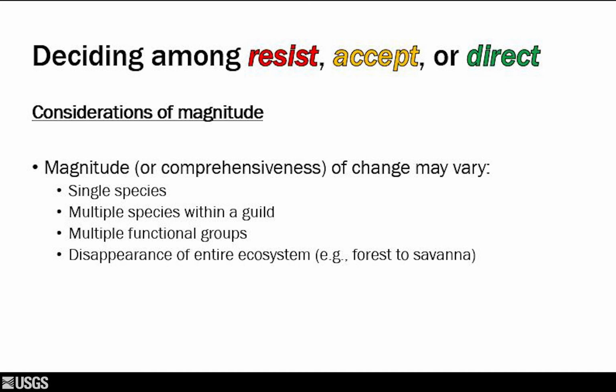And then finally, considerations of magnitude. Sometimes we call this comprehensiveness of change. To explain this, if you think about change or loss of a certain species, just a single species versus maybe an indicator species or a keystone species, and then compared with multiple species within a guild or multiple functional groups, to disappearance of an entire ecosystem, some strategies may be more reasonable or less reasonable depending on this comprehensiveness or magnitude of change.